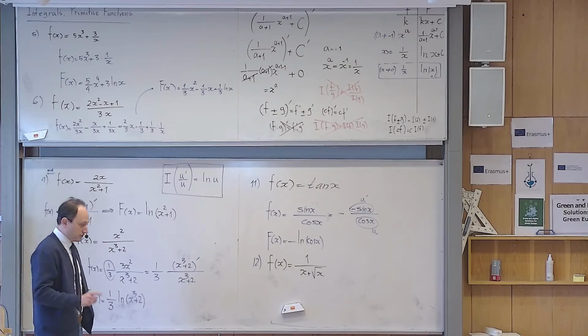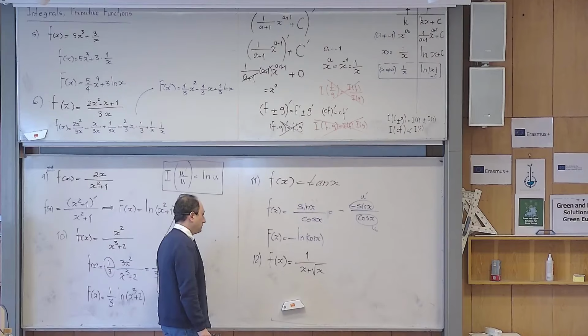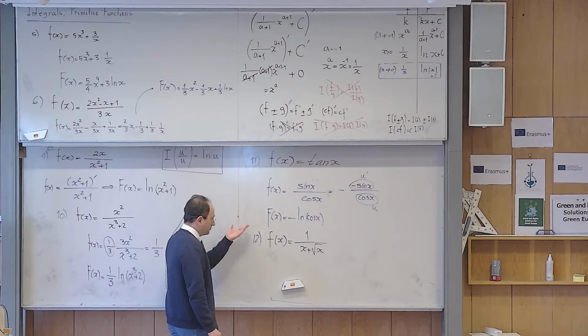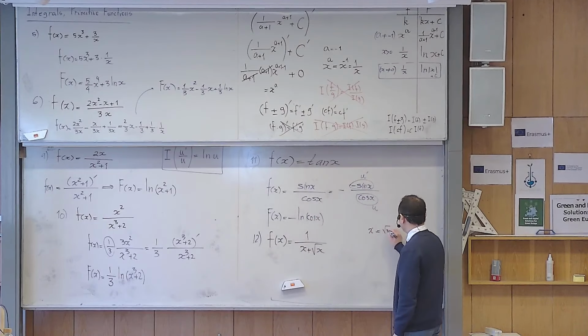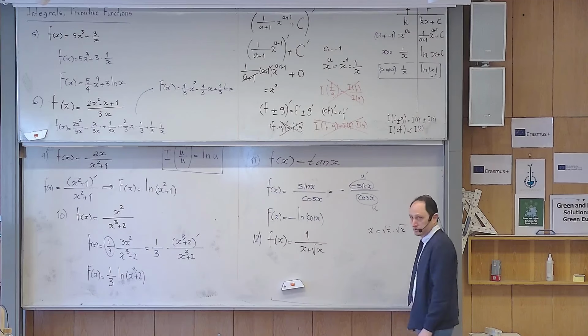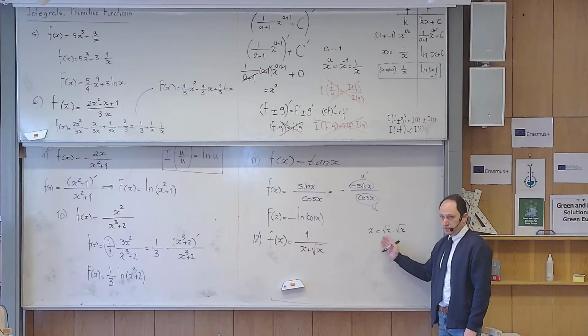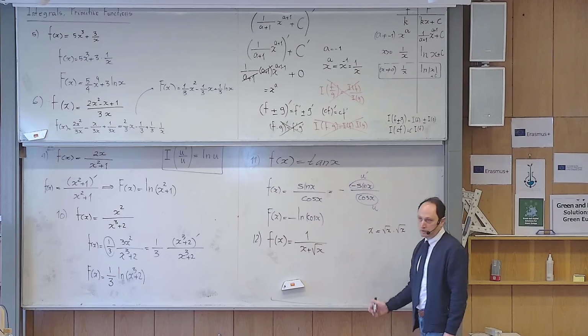Let me give you a hint, okay? It might be a little bit strange, but write x to be square root of x times square root of x. Because first of all, it is valid. If x is positive, square root of x times square root of x is x. But how do you think this will help you to solve the problem?